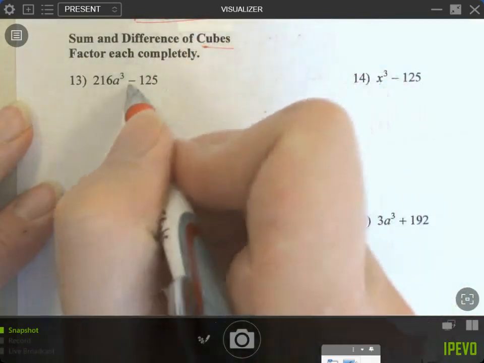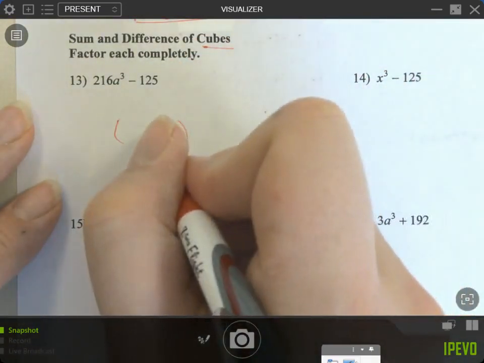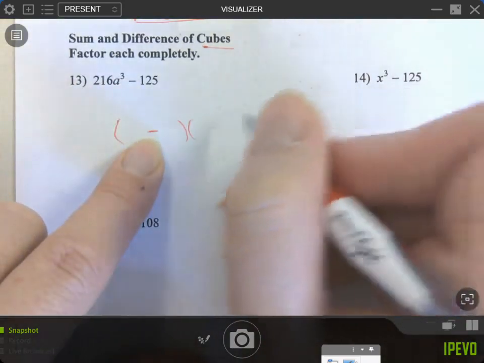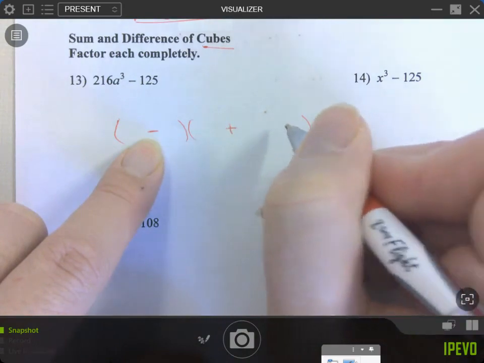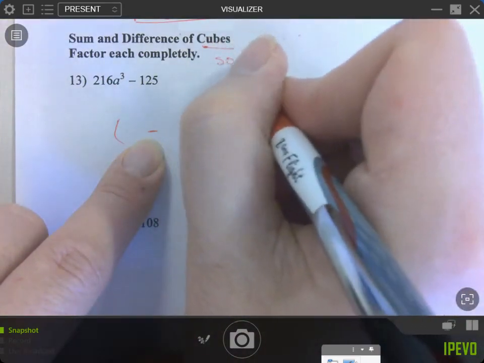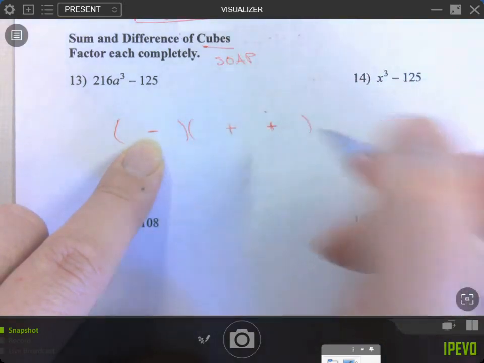Now this is called a difference of cubes. So the first rule in this is that I'm going to set my signs using SOAP. So I use the same sign, S, opposite, O, and the last sign is always positive. So that's the acronym SOAP. Use the same sign, the opposite, and the last sign is always positive.